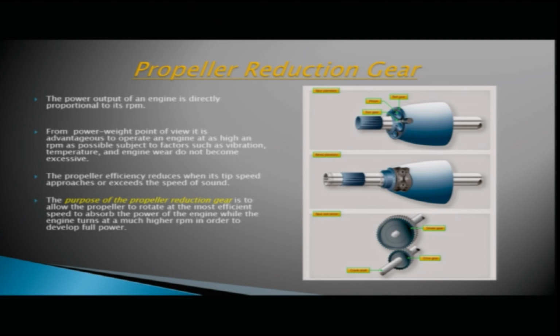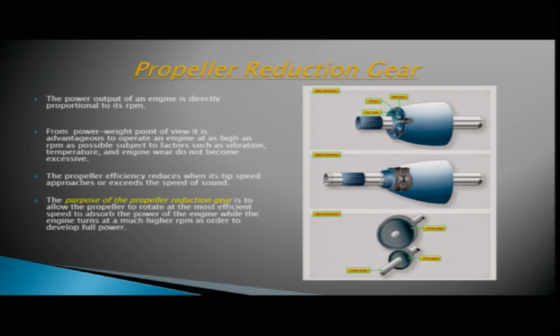So, what is the propeller reduction gear? Why is it required? Generally, the power output of an engine is directly proportional to its RPM. So, we all know that the greater the RPM, the revolutions per minute of a propeller, the more is the power output of the engine. From a power to weight point of view, it is advantageous to operate an engine at as high an RPM as possible, subject to factors such as vibration, temperature and engine wear not becoming excessive.